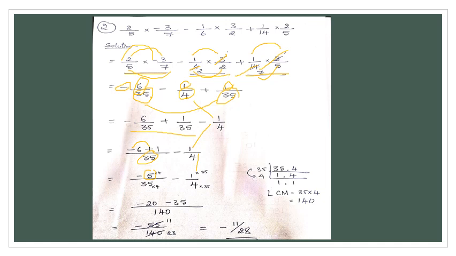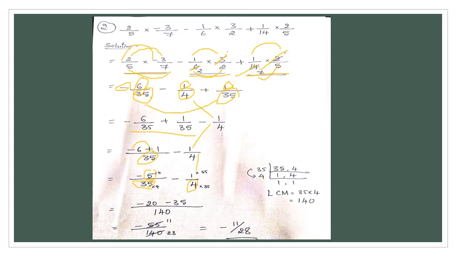Here the denominators are different. Here the denominator is 35 and here the denominator is 4. So we cannot perform the numerator operations directly. So let us find the LCM for these two terms. Children, multiply 35 and 4 and we can write it as the common denominator, because 35 and 4 have no common factor.